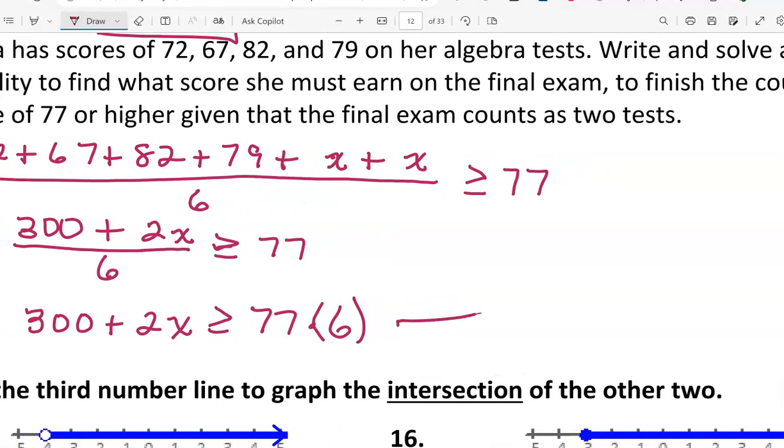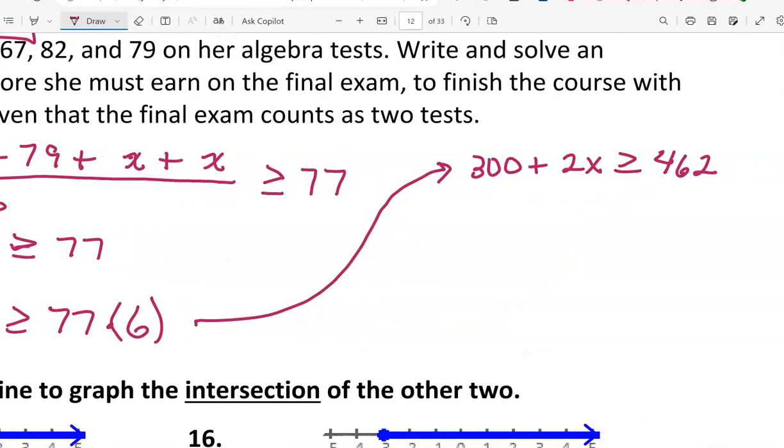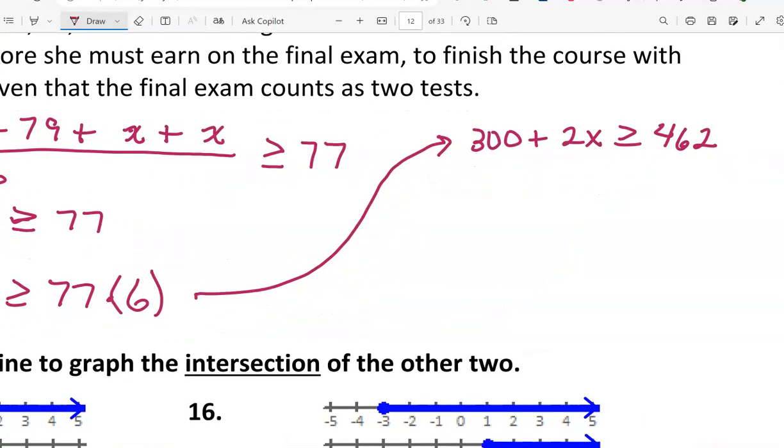Let's continue that over here in the available space to the right and move to the top so that we can move down in an organized fashion. Now we need to do the multiplication, and that will give us 300 plus 2x is greater than or equal to 462. Let's subtract 300 from both sides. 2x is greater than or equal to 162, and finally divide by 2. X is greater than or equal to 81.